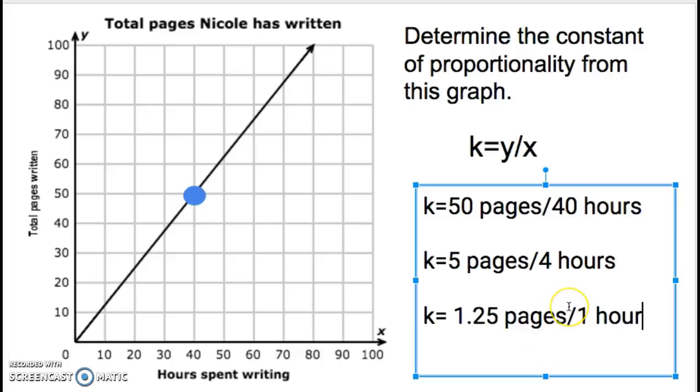Now I have a constant of proportionality where my denominator is in fact 1. Now I left it as a decimal. You might leave it as a fraction, but because we need this denominator to be 1, I'm leaving it as a decimal. So my constant of proportionality here is 1.25. So Nicole is able to write 1.25 pages for every hour that she spends.